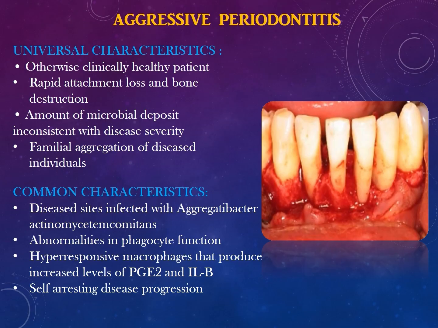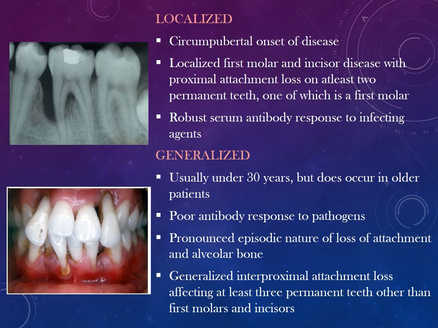Aggressive periodontitis is further classified into localized and generalized forms. In localized aggressive periodontitis, there is a circumpubertal onset of disease. It has localized first molar and incisor involvement with proximal attachment loss on at least 2 permanent teeth, one of which is a first molar. It has a robust serum antibody response to the infecting agents.